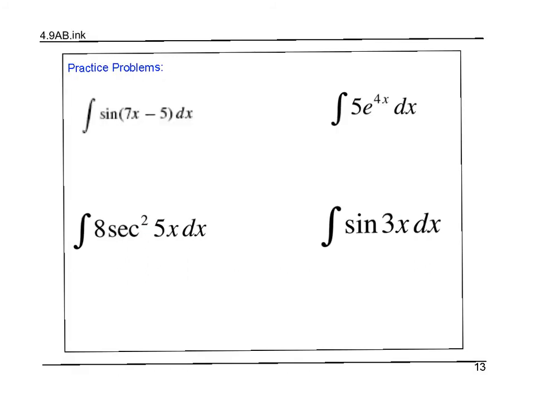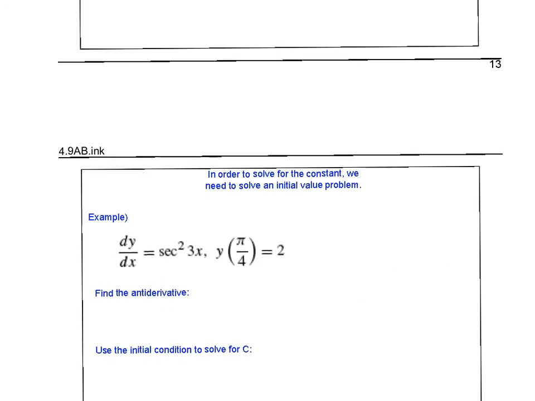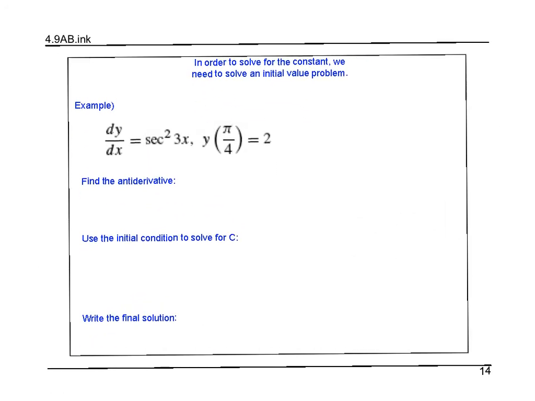Okay, some practice problems I'll leave for class. Another tangent line problem. I'm also going to leave this for class. I want to make sure that we do this together, so make sure you ask me about this one.